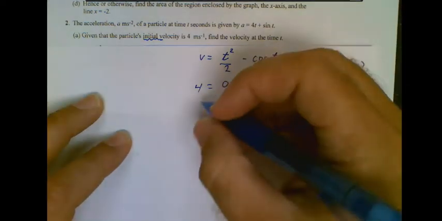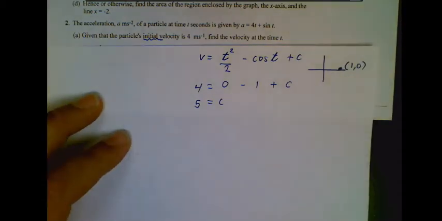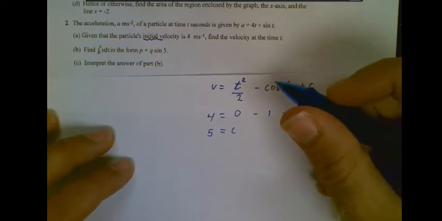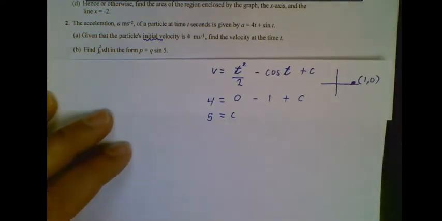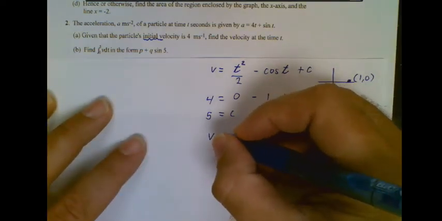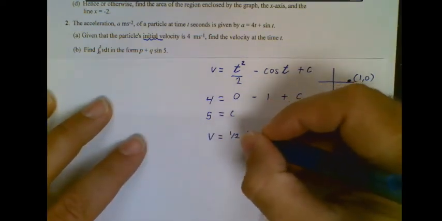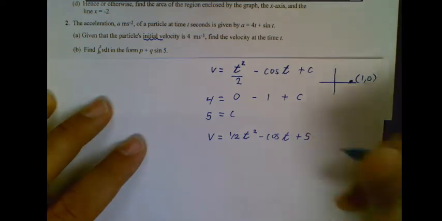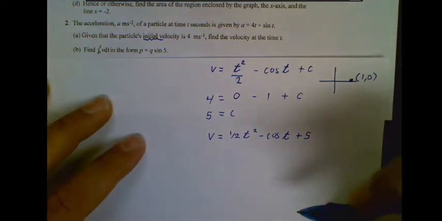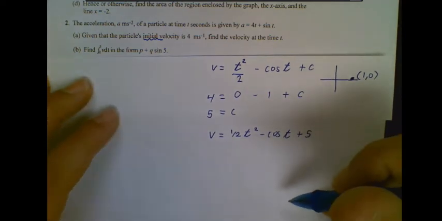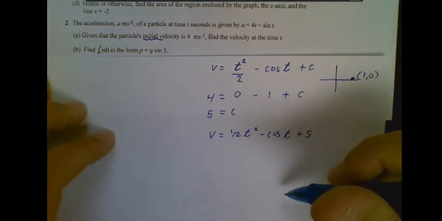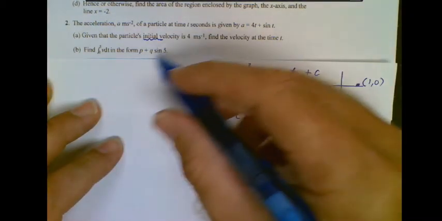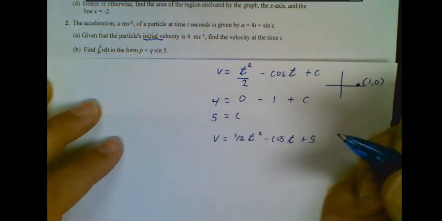So if I just add that 1 over to the left, we now have a value for c that we can sub in and use from here. Let's put it all together so we can work a little farther. Right now we know that our velocity function is 1/2 t squared minus cosine t plus 5. So part B then says integrate that. They want us to integrate the velocity function and evaluate it from 0 to 5. And they're giving us a specific form on how to write our answers, so definitely something we'll take into account.